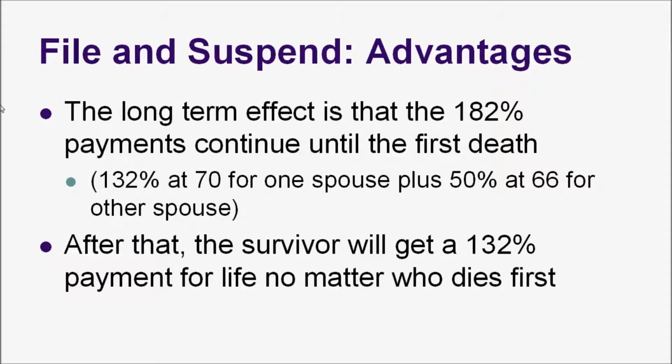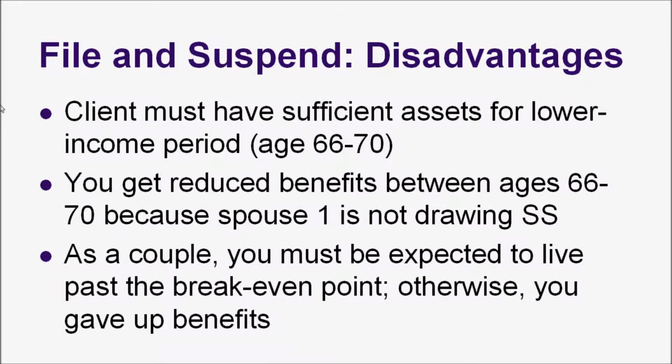Okay, what are the advantages? The long-term effect is that 182% of the payments continue until the first death. That is, the person that suspended at 66 will get 132% at age 70, and the spouse continues to receive 50% from age 66, for a total of 182%. After that, the survivor will get the 132% payment, no matter who dies first. In other words, let's suppose that the woman is the one that dies second. She will get to jump from 50% to 132% of the Social Security.